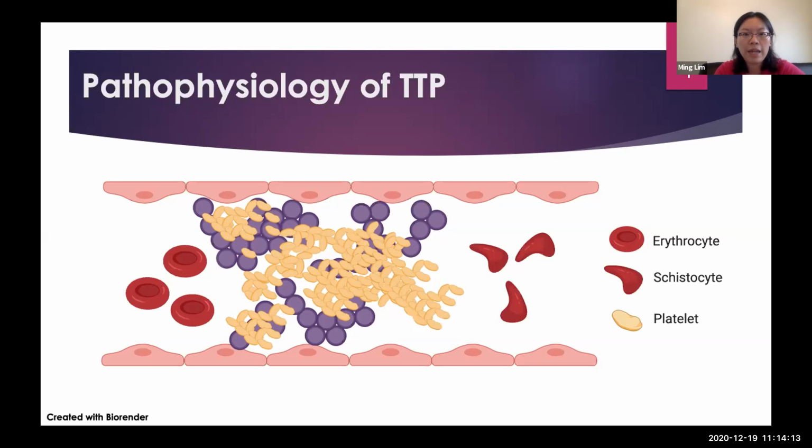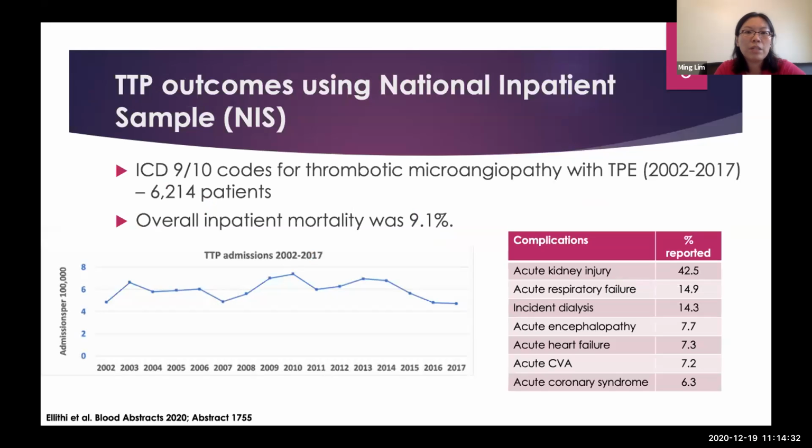So we have been taught that TTP has a very high morbidity and mortality, and it remains one of the few blood disorders that would get a hematologist out of bed to come in to assess the patient. And this year, there were a few abstracts that looked at the outcomes of TTP using national databases and registries. One of them uses the National Inpatient Sample.